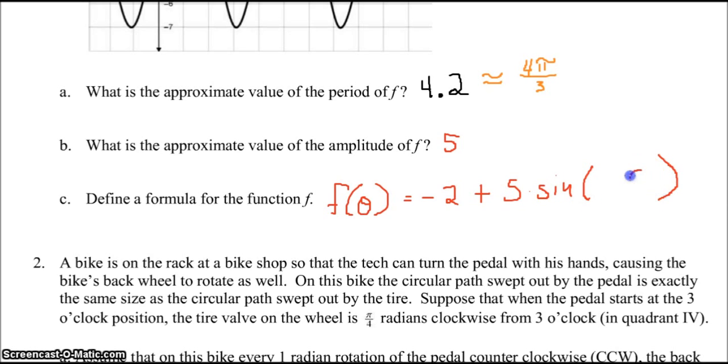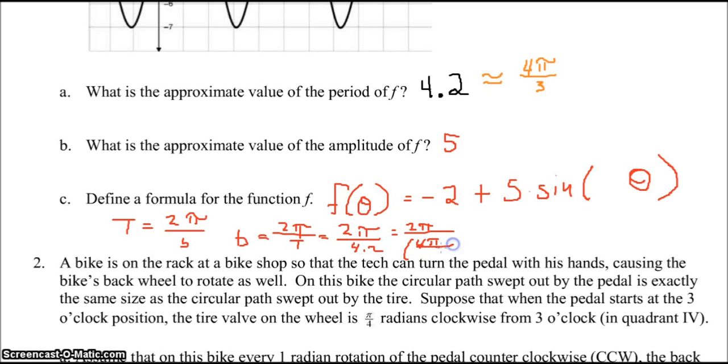But we can't use just theta, because the coefficient has to do with the period. The period is 2 pi over b, and that b is the number we want, 2 pi over the period, or 2 pi over 4.2. If you use your calculator, you can just get the number and put it in there. If we used the exact 2 pi over 4 pi over 3, let's see what we'd get. The pi's would cancel out. We'd have 6 over 4, or 3 halves. We should get about 1.5 if we plug that into our calculator.